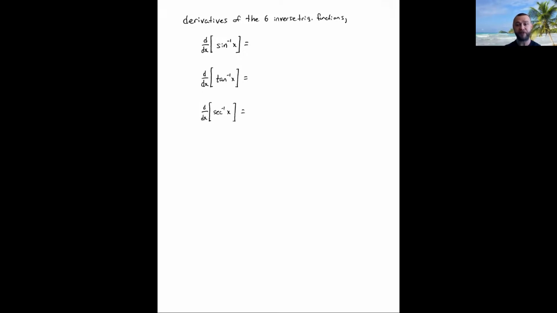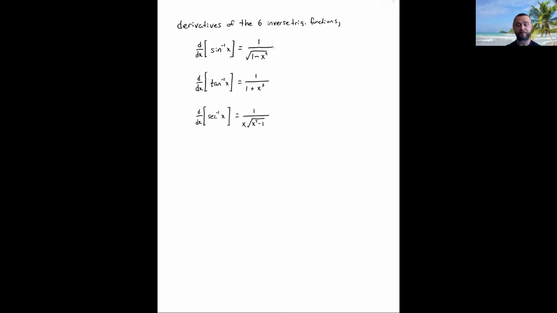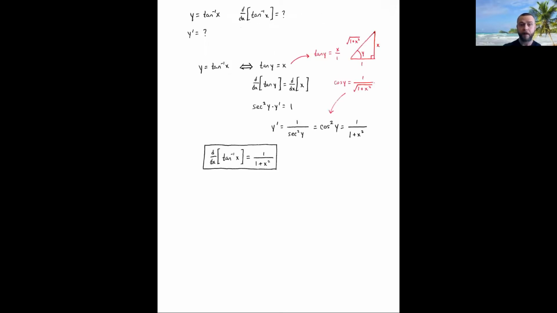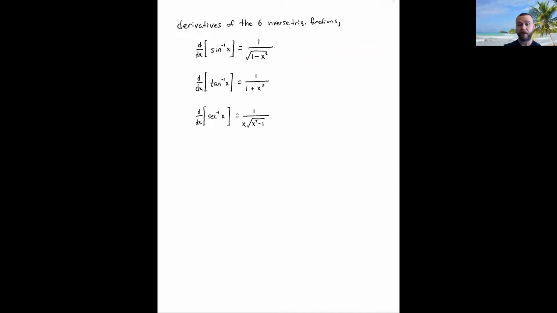All right, so we did the first 2, the derivative of inverse sine and the derivative of inverse tangent. I'll leave it as an exercise for you to try. The derivative of secant inverse works out to this: 1 divided by x times the square root of x squared minus 1. On homework questions, quizzes, exams, you don't have to go through the work that we did here to find derivatives of inverse trig functions. You can just memorize these as a starting place.